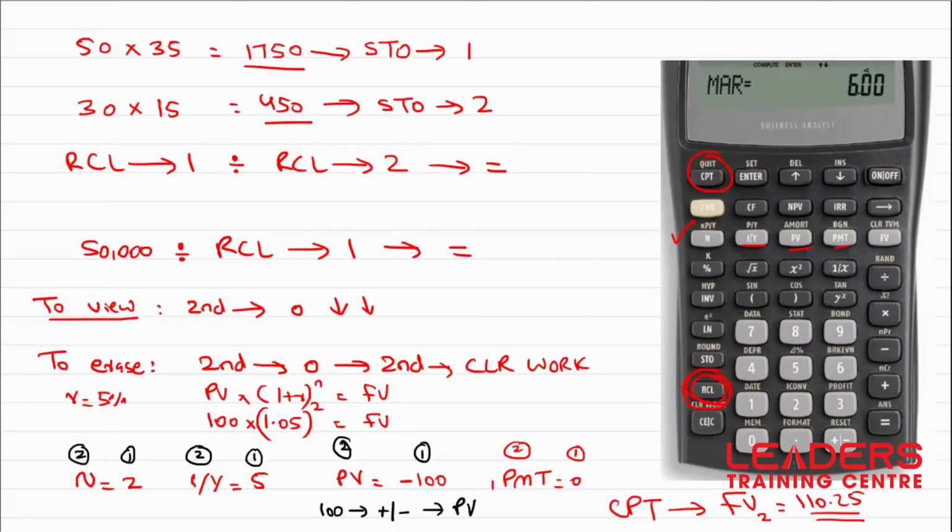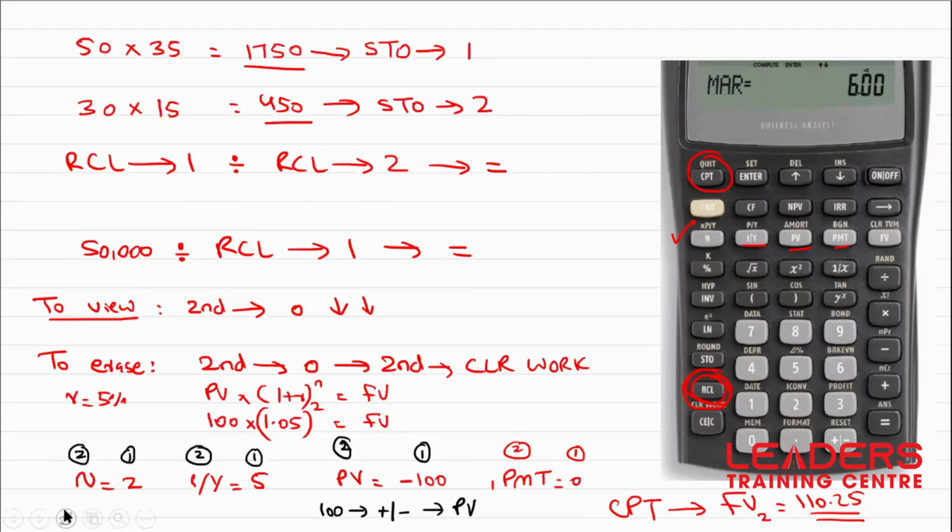So wherever you discover a mistake, you just need to replace that with a new number. For example, if by mistake I had entered payment as 2, what I could do is I'll just press 0 and press payment, and that will just simply replace the previous number. And then I could say compute and future value, and that will give me the answer. So that's how you can diagnose if you ever make a mistake.